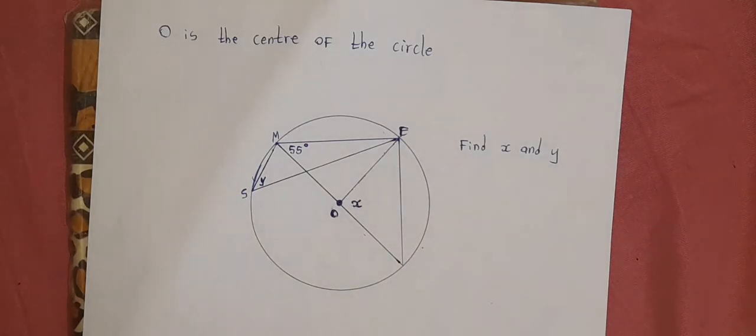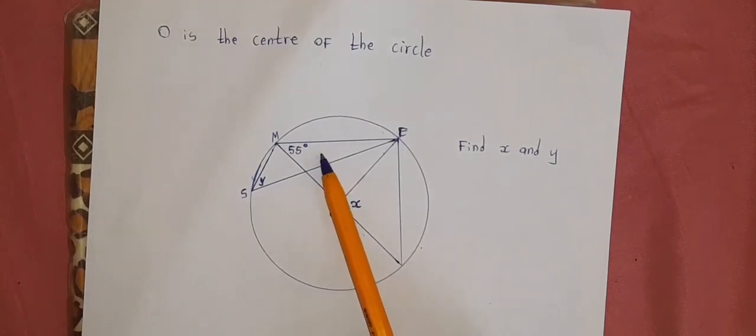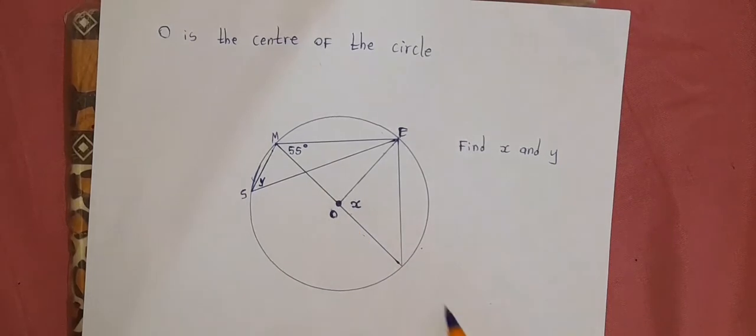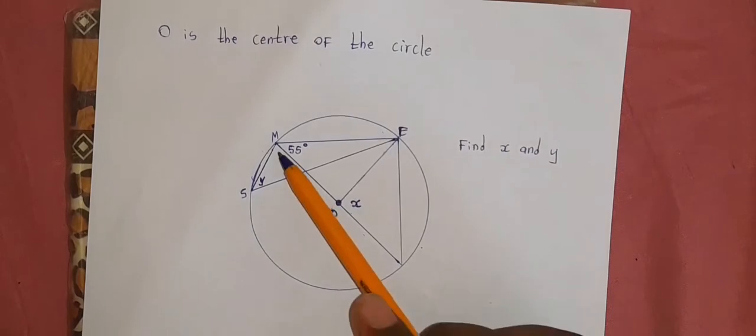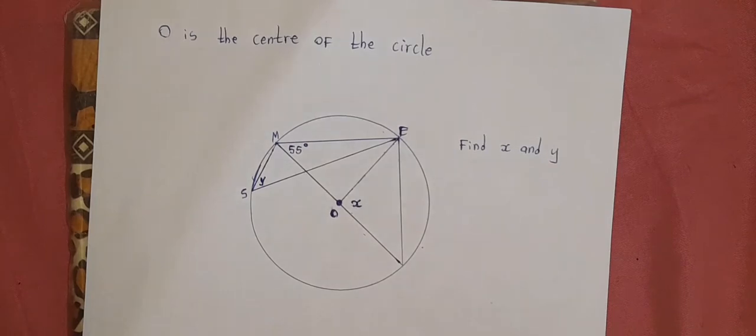So the first angle that we can find here is X. Why do I say X? Because angle at the center is twice angle at the circumference if they are subtended by the same chord. This is a chord here. We know that the chord that passes through the center of the circle, we call it a diameter. So a diameter is a chord that passes through the center of the circle. They are subtended by the same chord here, which is a diameter. Obviously, this angle at the center is twice the angle at the circumference.